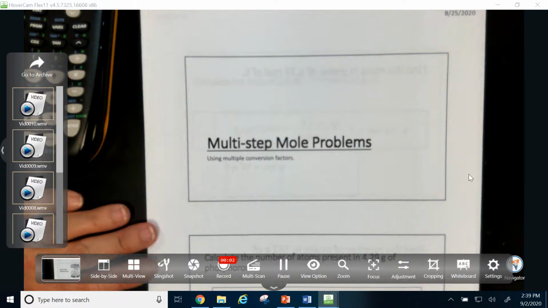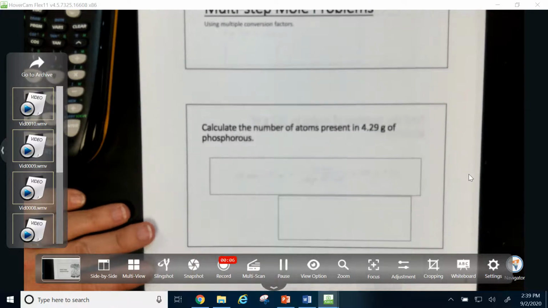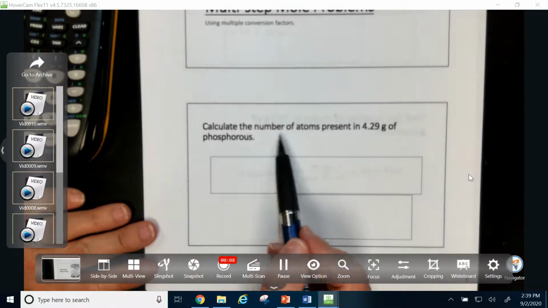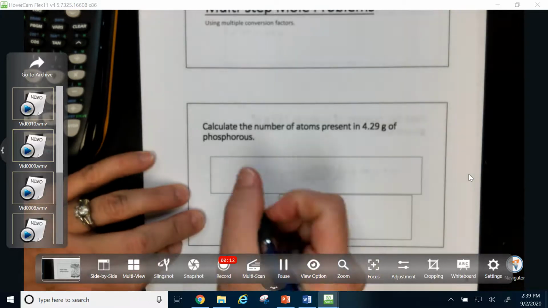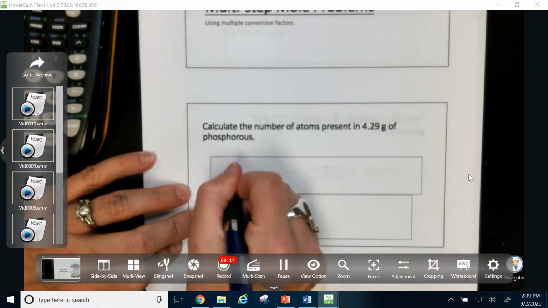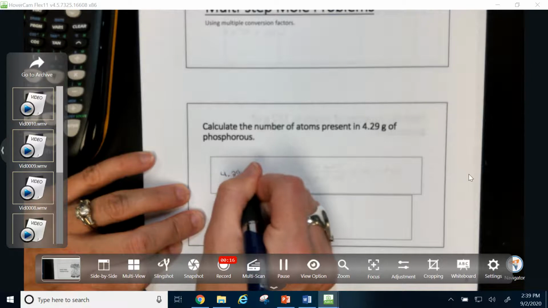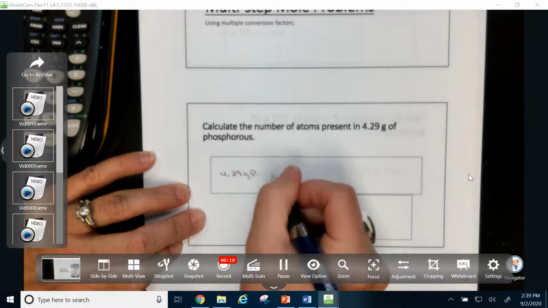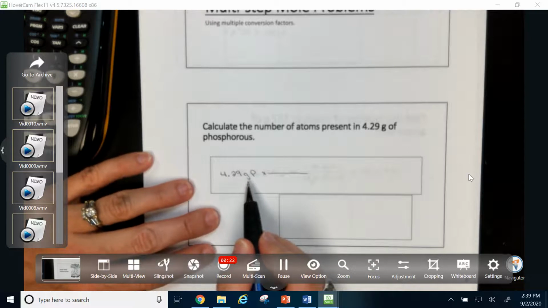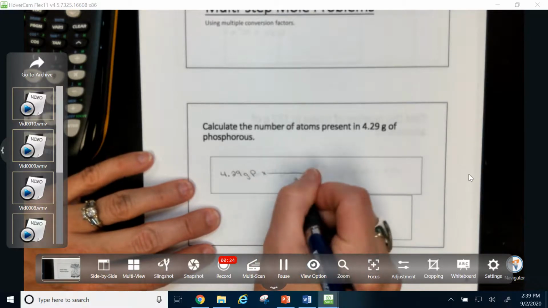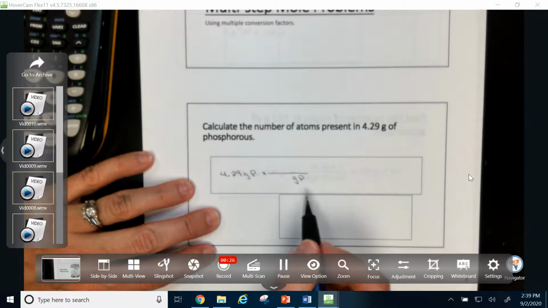In this video, we're going to go over the last two examples, which are multi-step mole problems. So look at this next example. Calculate the number of atoms present in 4.29 grams of phosphorus. So you always start by writing what's given. 4.29 grams of phosphorus. Then, remember, whatever unit you're trying to get rid of, that unit comes down here at the bottom. So I put grams of phosphorus down here.